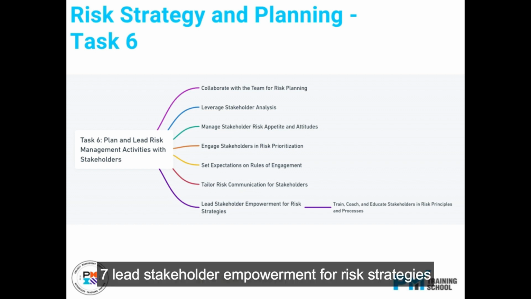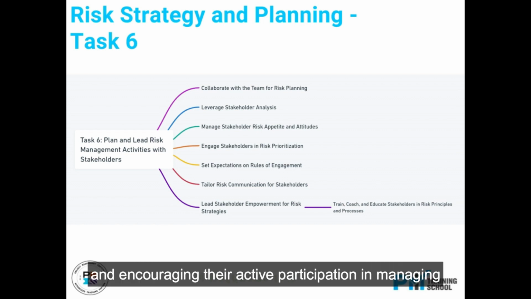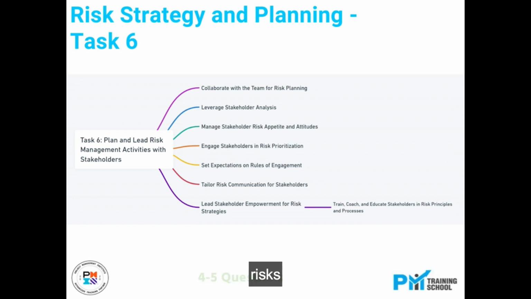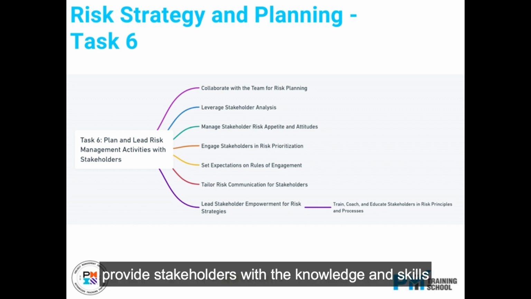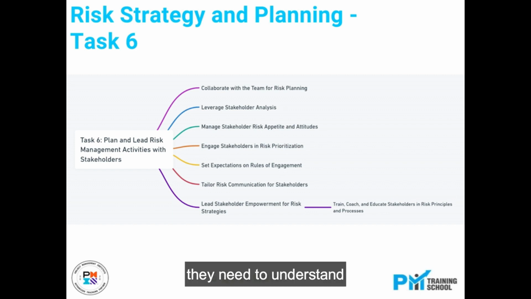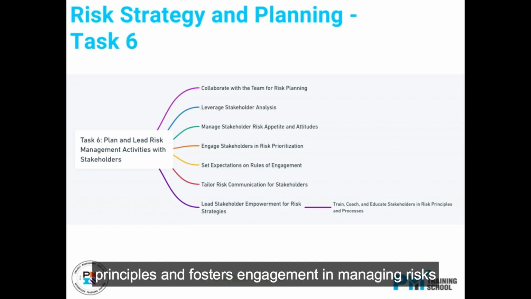7. Lead stakeholder empowerment for risk strategies. Empower stakeholders by incorporating their input into the risk management plan and encouraging their active participation in managing risks. This involves training, coaching, and educating stakeholders in risk principles and processes. Provide stakeholders with the knowledge and skills they need to understand and engage in the risk management process effectively. This helps create a shared understanding of risk principles and fosters engagement in managing risks.